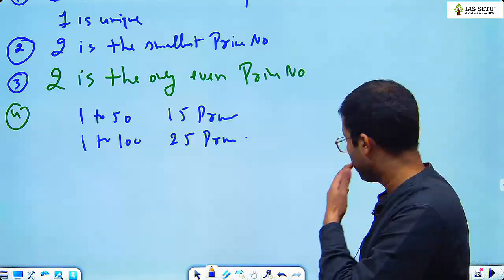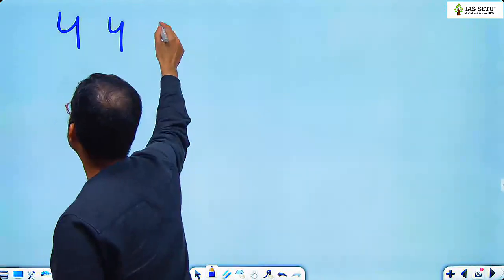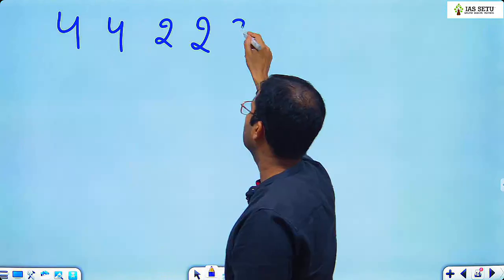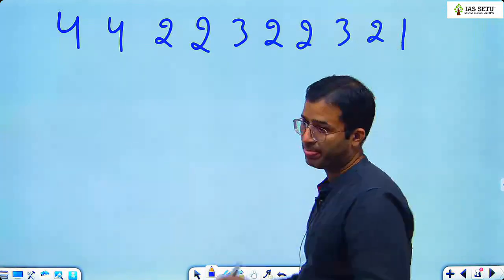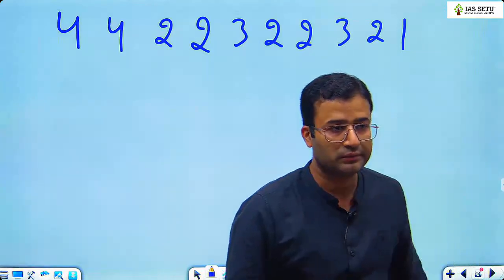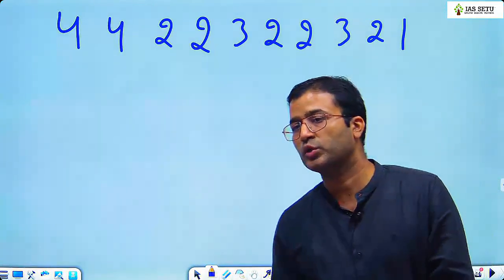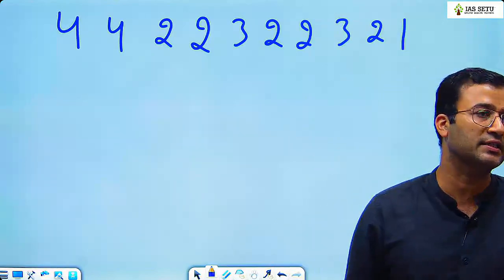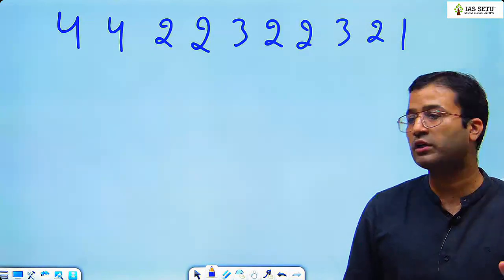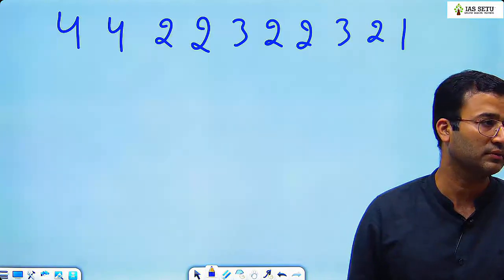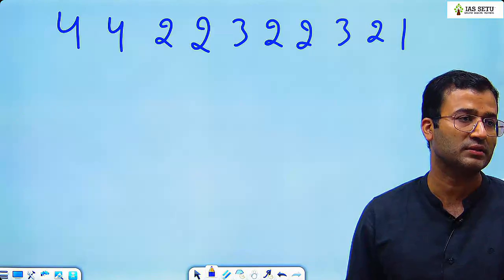Okay. This is like 4 4 2 2 3 2 2 3 2 1. Double 4 2 2 3 2 2 3 2 1. It's like a 10-digit number, like mobile number. In college days, you remember so many mobile numbers. So you add one more, which may give you 2.5 marks.